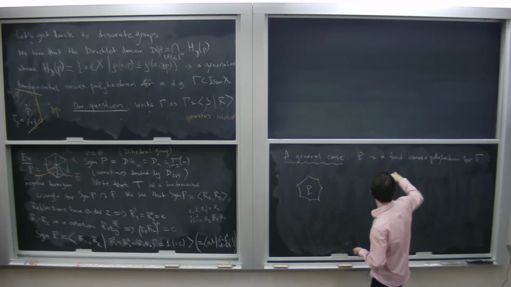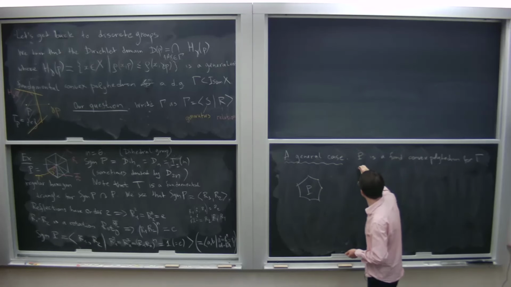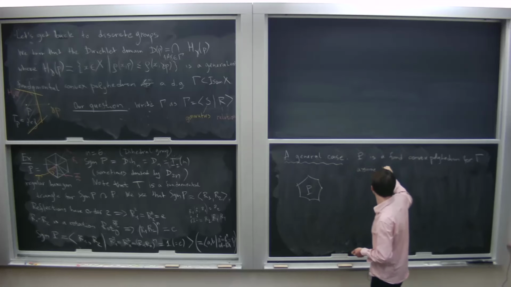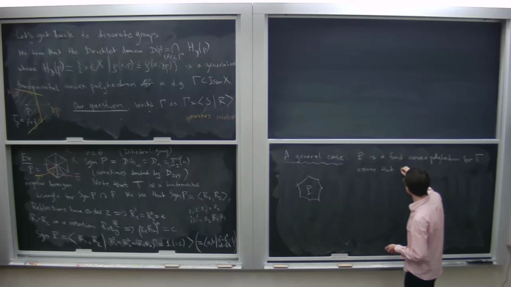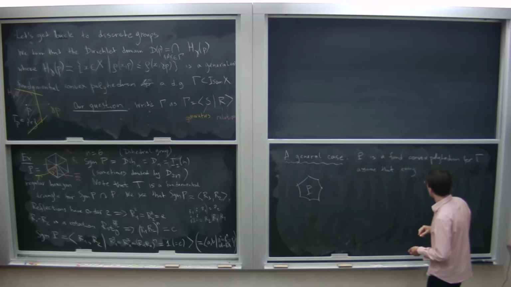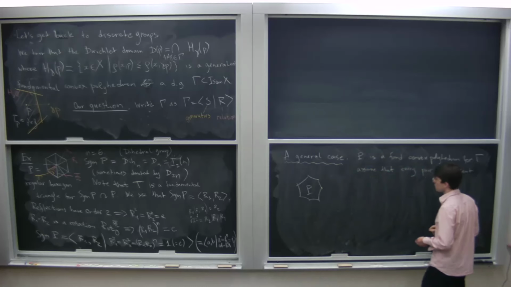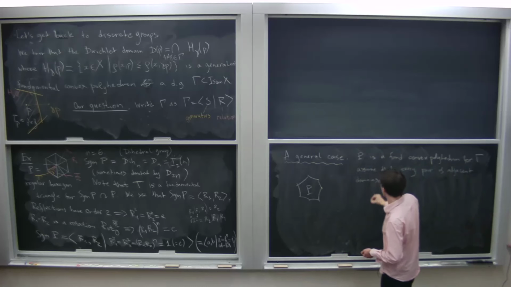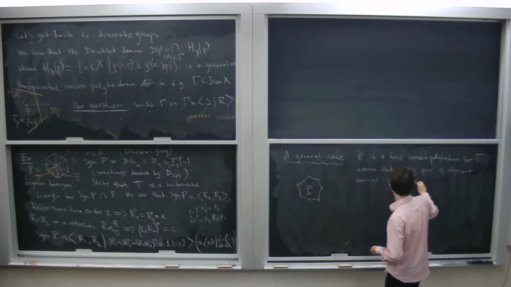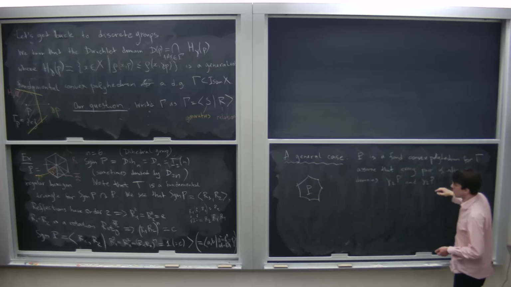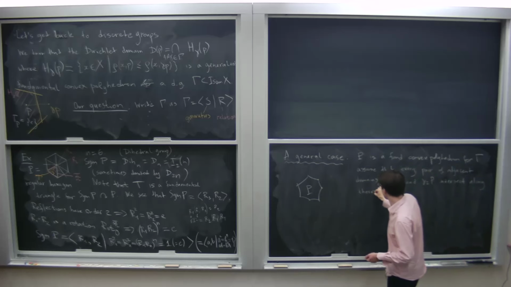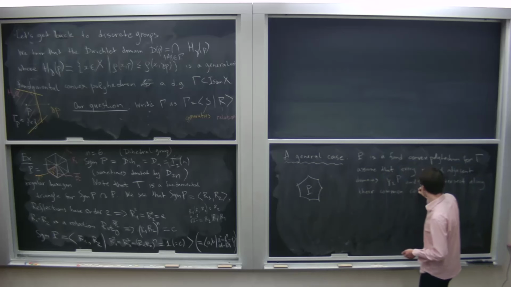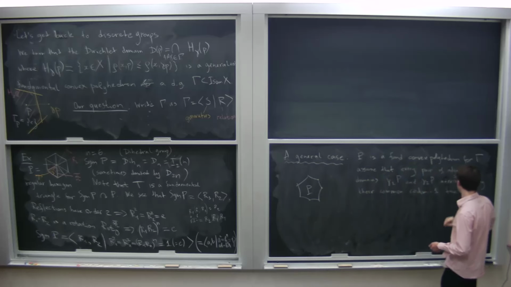Let P be the fundamental convex polyhedron for gamma, and assume that every pair of adjacent domains, in fact, these are like gamma 1 P and gamma 2 P, assume that they intersect along their common codimension 1 face.